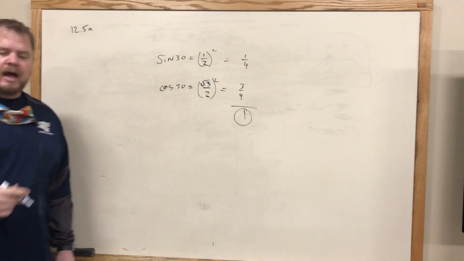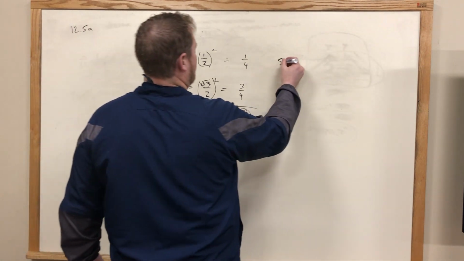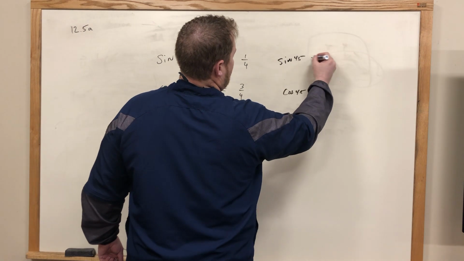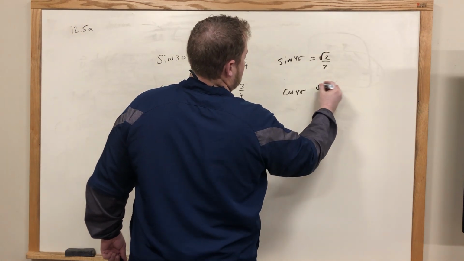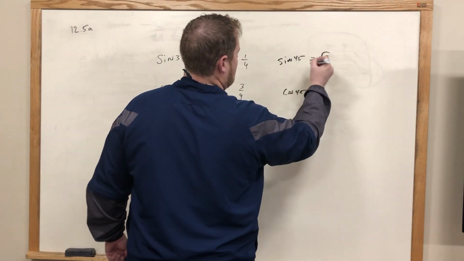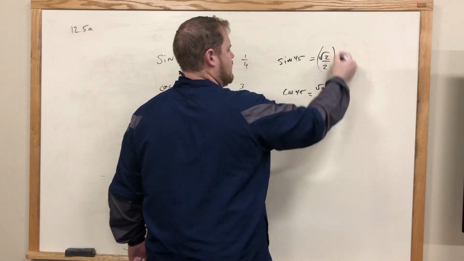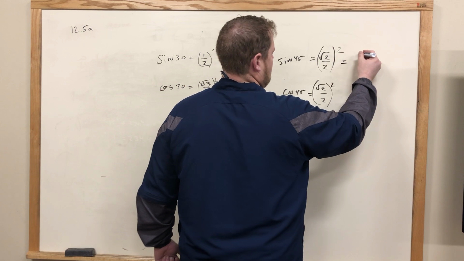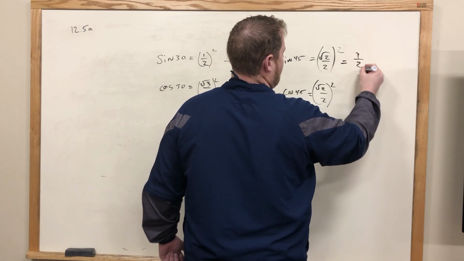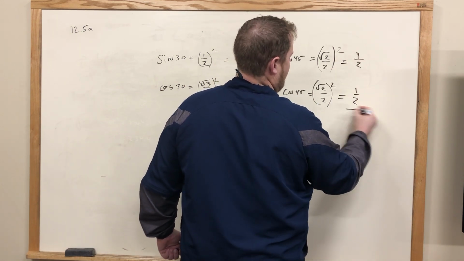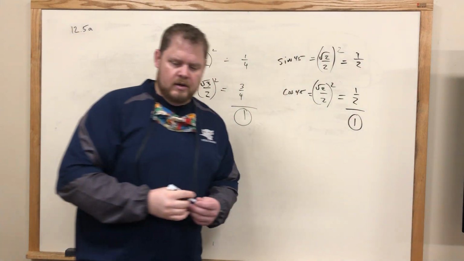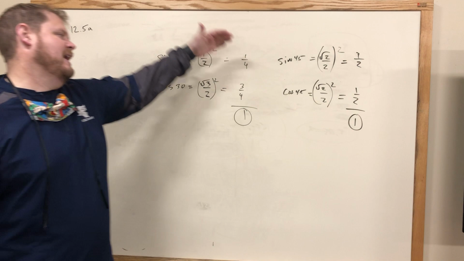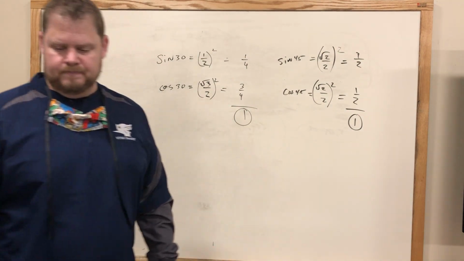That's pretty cool. How about sine 45? This is one we know. How about cosine 45? Review very quickly. Square root of 2 over 2. Square root of 2 over 2. If I square them, what do I get? 1/2, 1/2. Add those together, what do I get? 1. Notice that when I square cosine and I square sine and add them together, I always get 1.